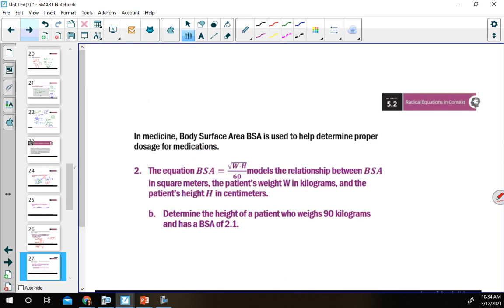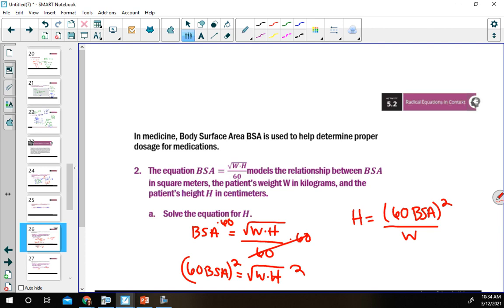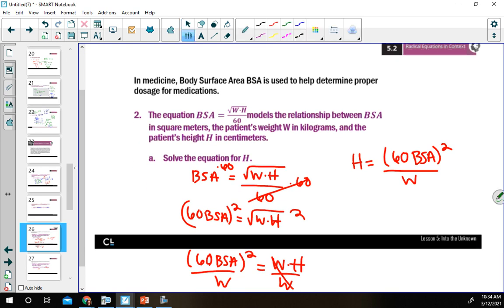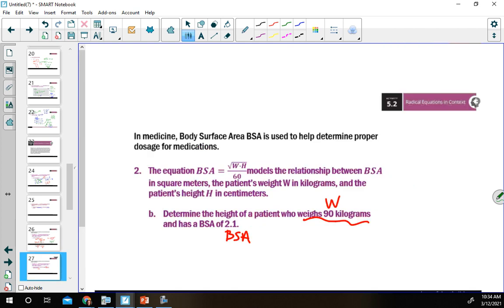Determine the height of the person who weighs 90 kilograms. Okay, so that's going to be the W, and then this is obviously our BSA. So I'm going to go back here so I can do it on my actual equation. My BSA was 2.1, and then it was 90 kilograms.